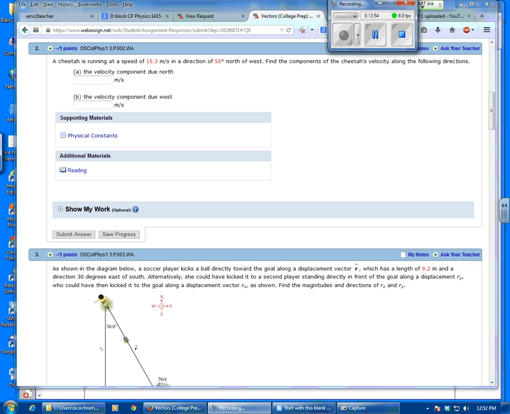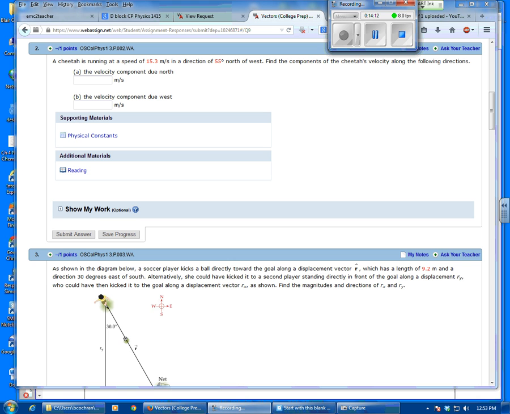So, we're going to do number 2 here. I'll tell you the most common mistake on this one is entering the northern component in the western spot and entering the western in the northern, flipping them by accident. I don't know why, but it is.